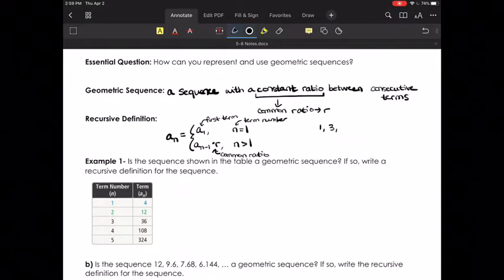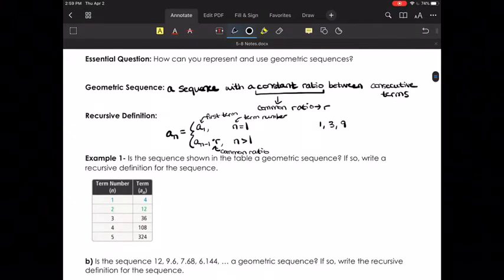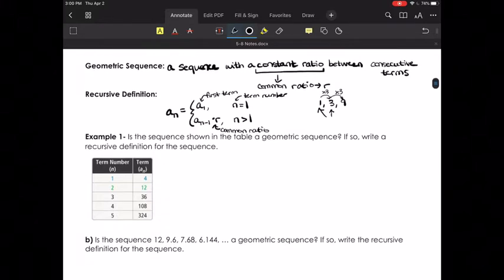So if you think about the geometric sequence 1, 3, 9, to get my second term, I multiply, because you'll notice I'm multiplying times 3 every time. I multiply the previous term, 1, times 3 to get 3. That's what that second row is saying. So let's do an example. It might make more sense.